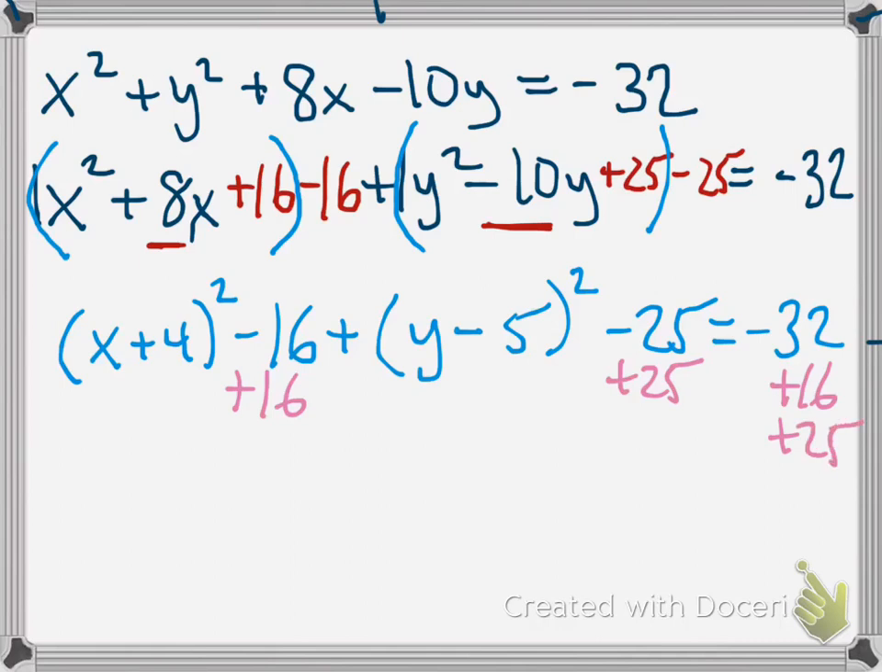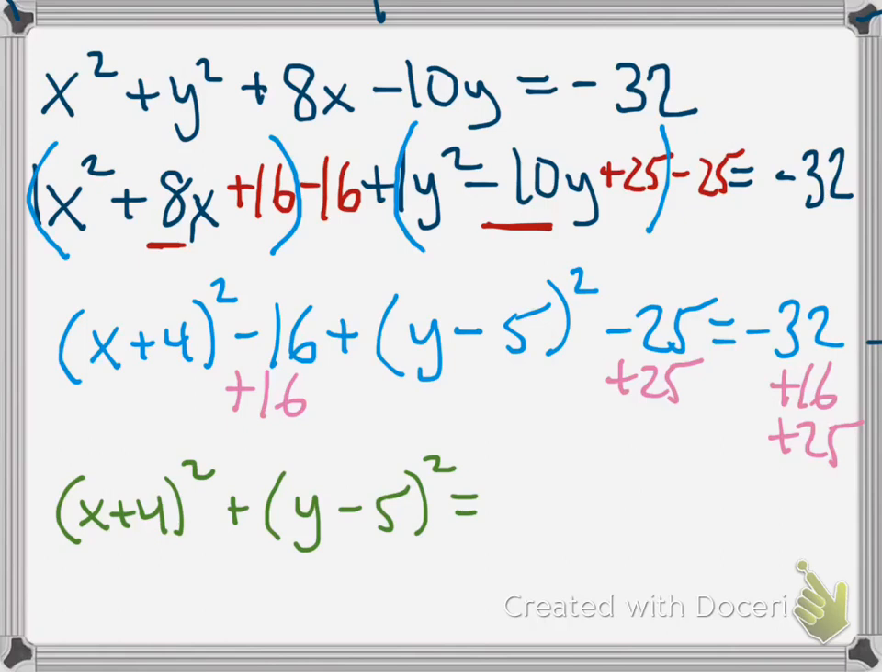And then I'm going to be left with, well, the answer to the question here. So I'm going to have x plus 4 squared plus the quantity y minus 5 squared equals, and then negative 32 plus 16 is going to be a negative 16, and then negative 16 and 25 is 9. Excuse me, I commuted it in my head.